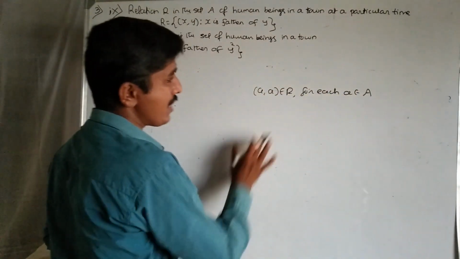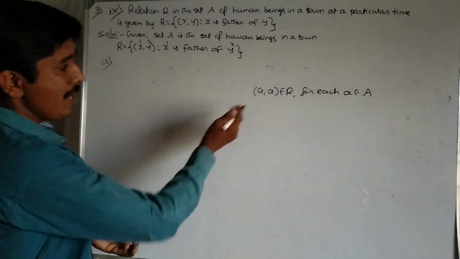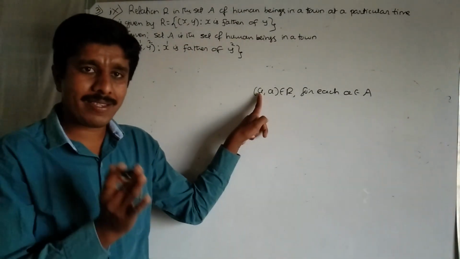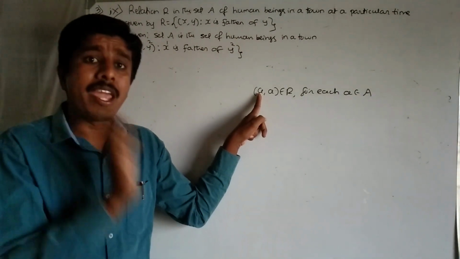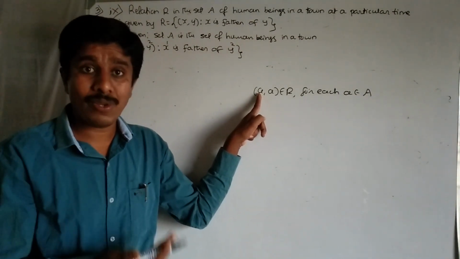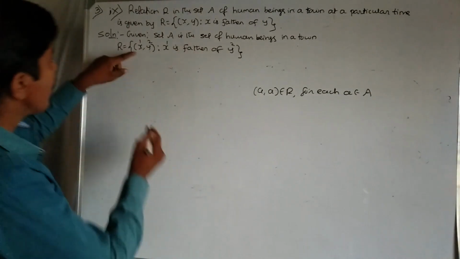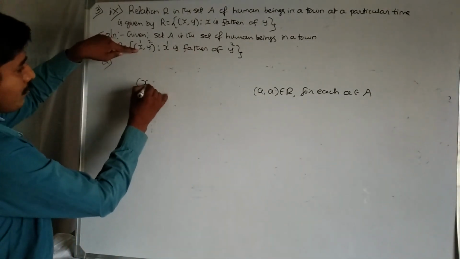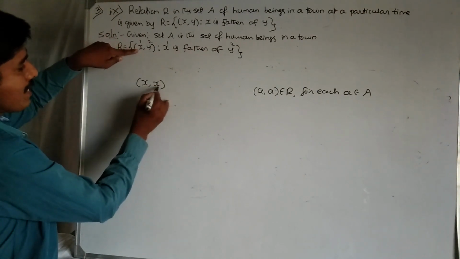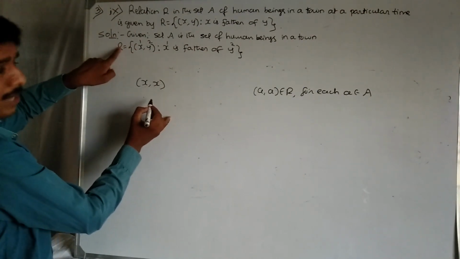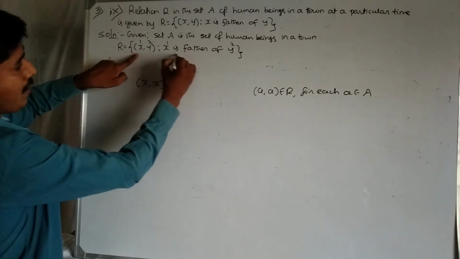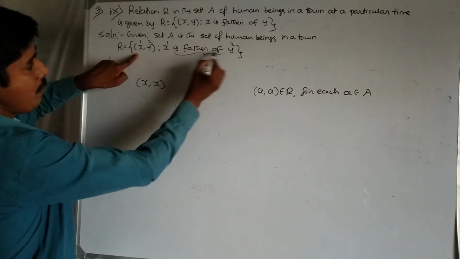set A, then we say that the relation is reflexive. Reflexive means every element is related to itself. Here, every person related to himself means we say that it is reflexive, otherwise not reflexive. Here, instead of (a, a), I am taking (x, x). When we say (x, x) belongs to the relation, it means a relation between x and y.